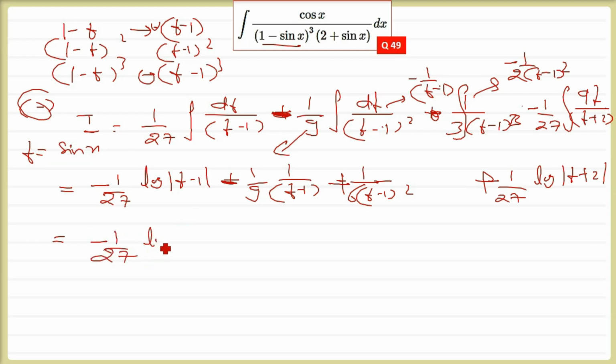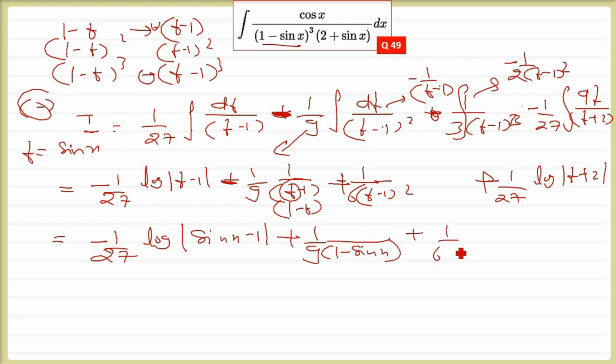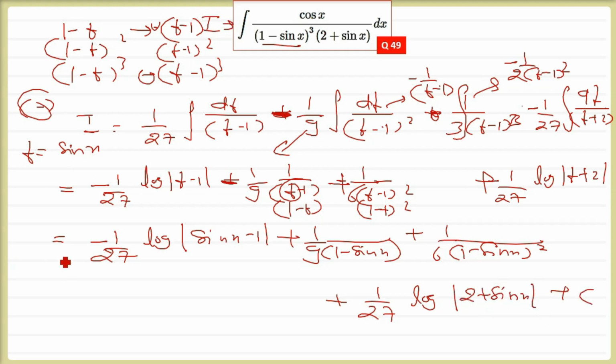So I'm writing the final answer, negative 1 by 27 log, it will be sin x minus 1. This will be plus. See, don't confuse yourself with the sign. The only thing you have to concentrate on is how to do this 1 minus sin x whole cube partial fractions. If you understood that, these signs will not matter. Sometimes it will be negative, sometimes it will be positive. It doesn't matter. The whole idea is to get this 1 minus sin x whole cube as a divided by 1 minus sin x, b divided by 1 minus sin x whole square, and c divided by 1 minus sin x whole cube. So this I is finally this one.